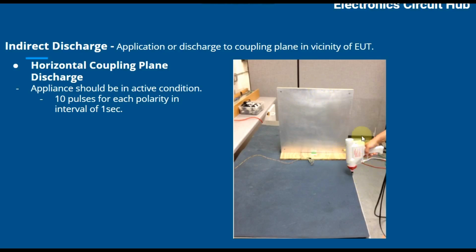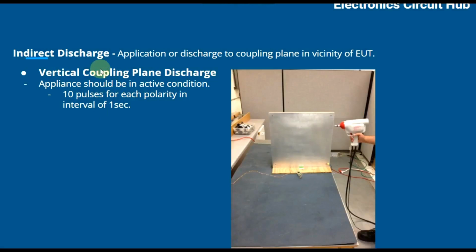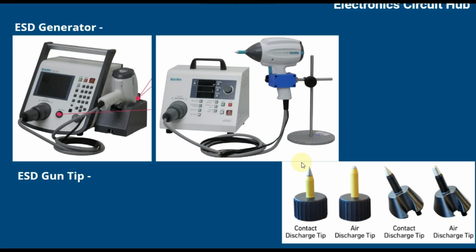is discharging the ESD pulse in the horizontal coupling plane with 10 pulses for both positive and negative at an interval of 1 second, right? And this is the vertical coupling plane, and you can see a man is discharging the ESD pulse in the vertical coupling plane, and it is also 10 pulses for positive and 10 pulses for negative, at an interval of 1 second, right?